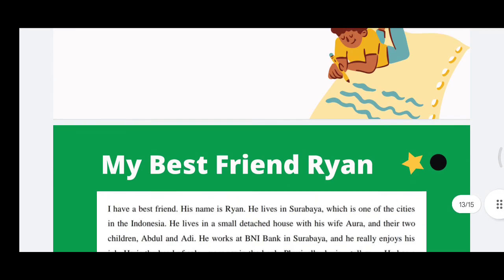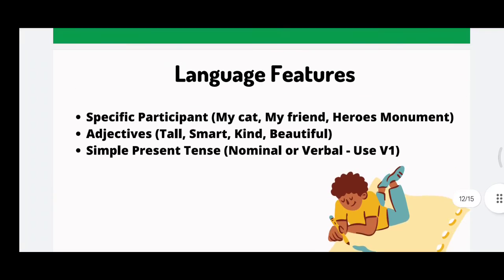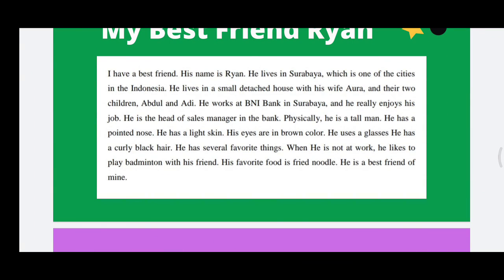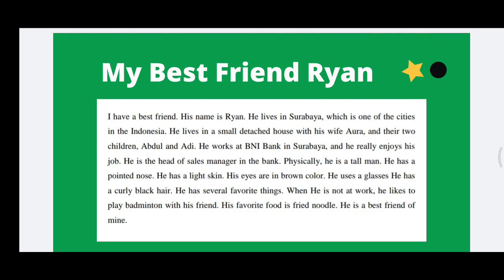But in terms of verbal, as we can learn in the previous slide, the verbal can be found such as "he works at BNI Bank in Surabaya." "He lives in a small detached house with his wife," for example. Another one is "I have a best friend," for example. "He uses glasses." So for verb 1, if it is singular, we can add the verb with s, but if it is plural, we can just use the basic verb 1 form.